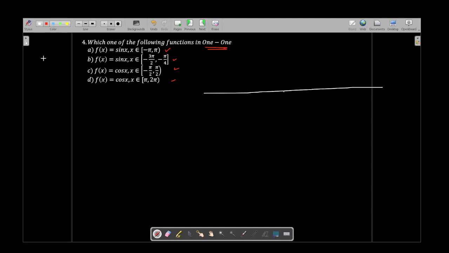The sine wave will be like this, and it continues. This is my 0. This is pi by 2. This is pi. This is 3 pi by 2. And this is 2 pi. So this is sine x. And this is my minus pi by 2. This is minus pi. This is minus 3 pi by 2. And this is minus 2 pi.